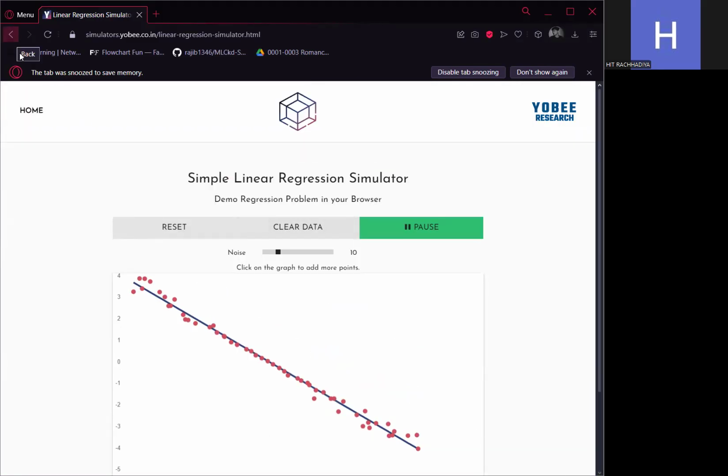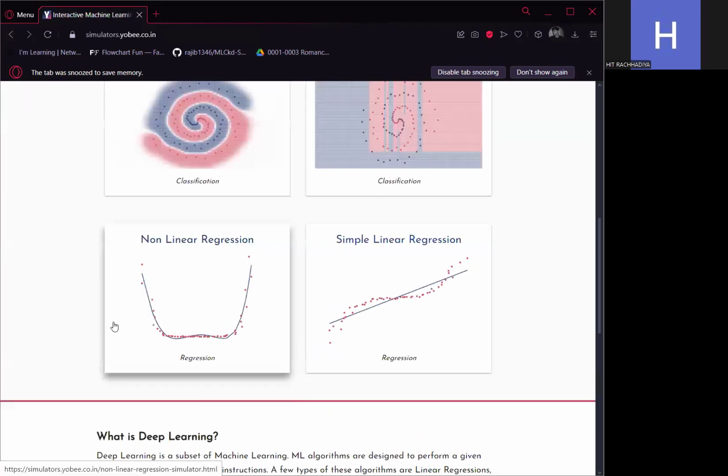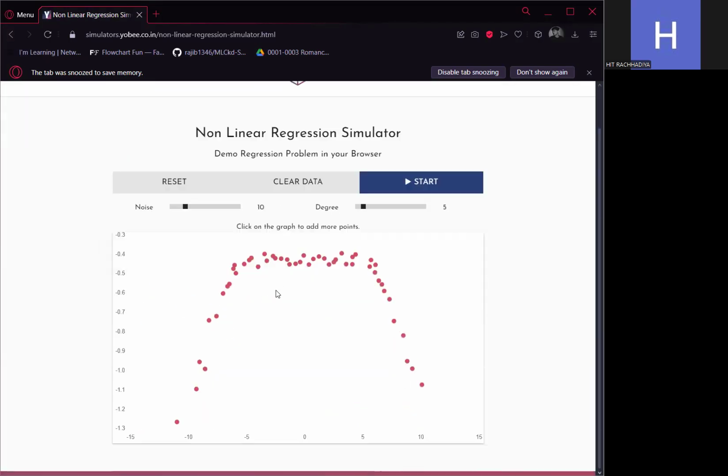Now we can move to non-linear regression. This is also a type of regression, but here we do not have a linear equation like y equals beta 0 plus beta 1 x. Instead, it follows a non-linear functional form such as y equals f of x, beta, plus error.